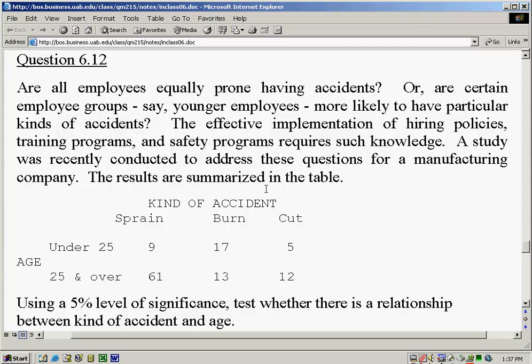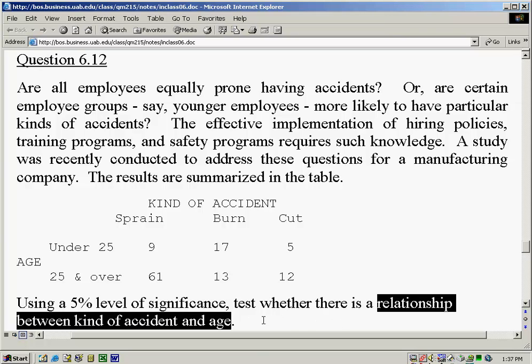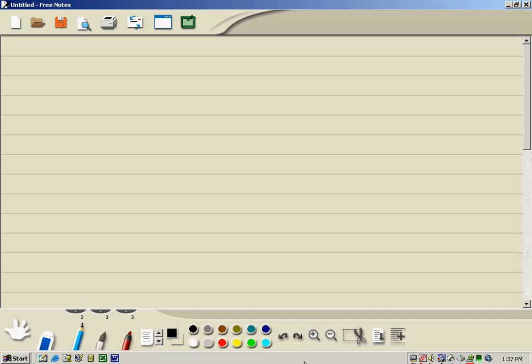Alright, so in the table we have kind of accidents, brain, burn, cut, and age under 25, and then 25 and over. Using a 5% level of significance, test whether there's a relationship between kind of accident and age. Actually, all the stuff in the beginning is virtually unimportant. What we really want here is the data, and to test whether there's a relationship between kind of accident and age.